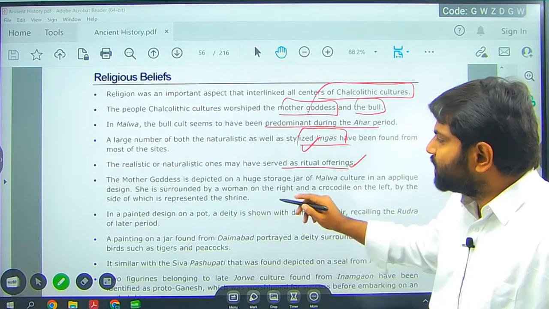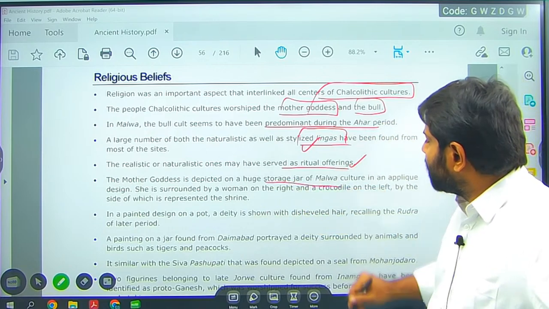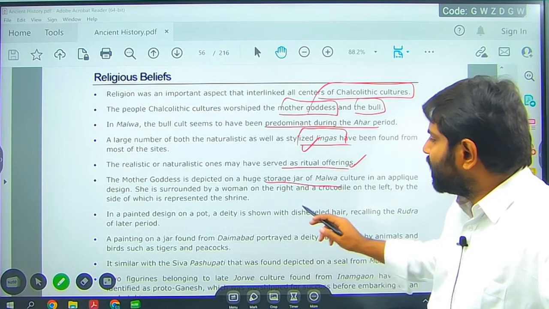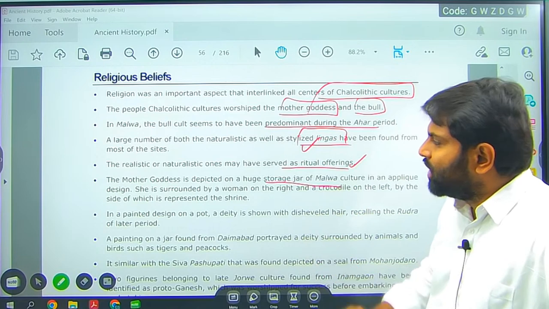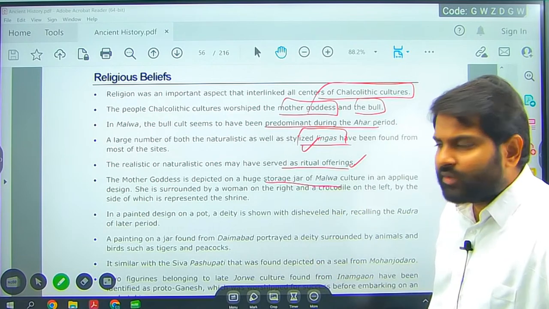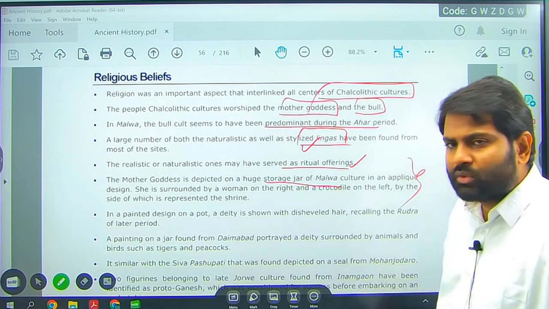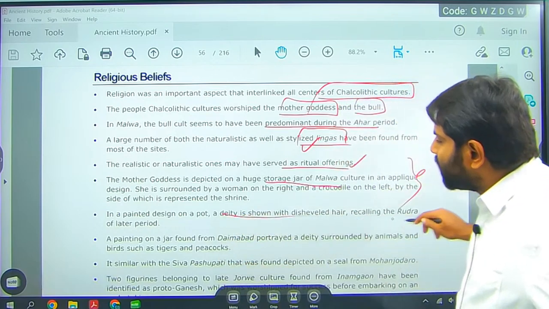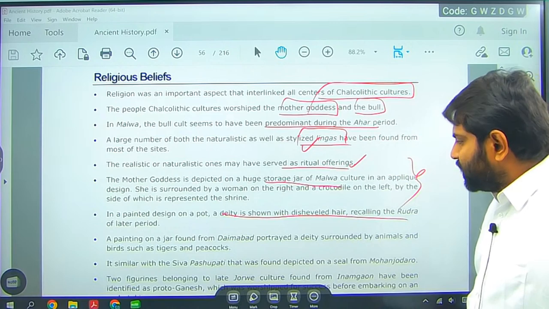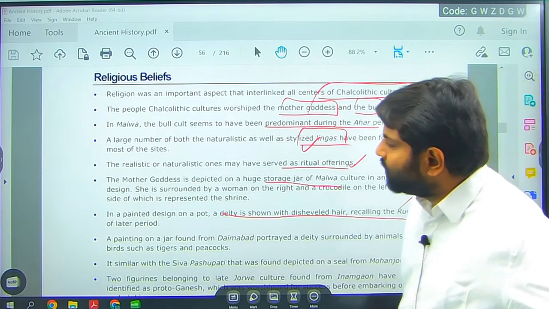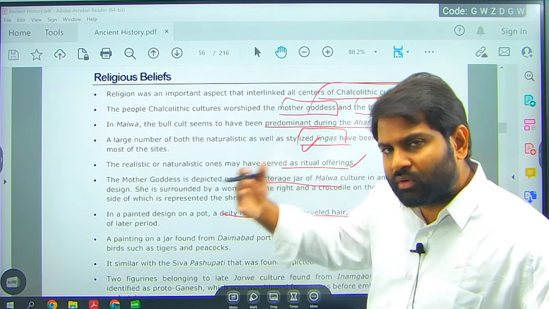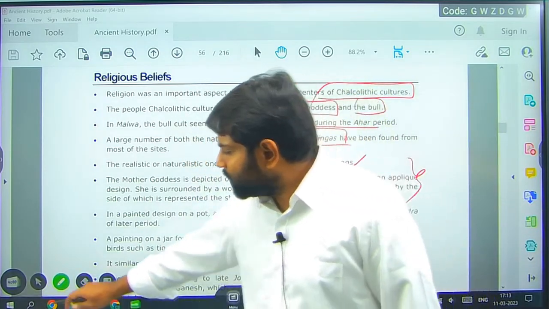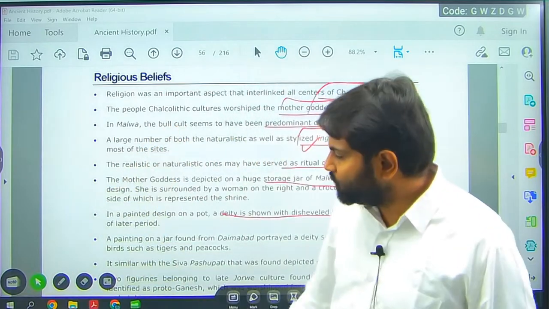The mother goddess is depicted in a huge storage jar of Malwa culture in an applique design. She is surrounded by a woman on the right and a crocodile on the left, which is represented by a shrine. So, this is what we are trying to understand, the religion. In the painted design of a pot, a deity is shown with disheveled hair, recalling the Rudra of a later period. So, Rudra, normally when you come to Vedic times, you speak about Rudra with those loose hair.